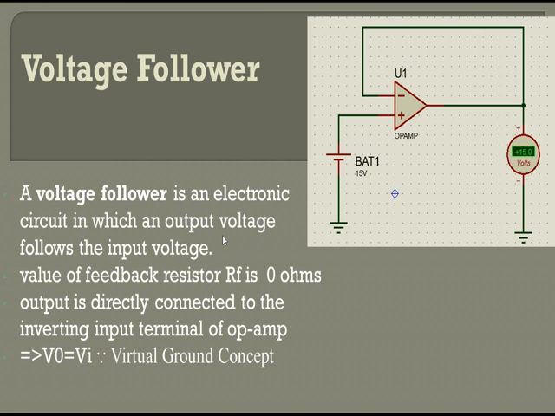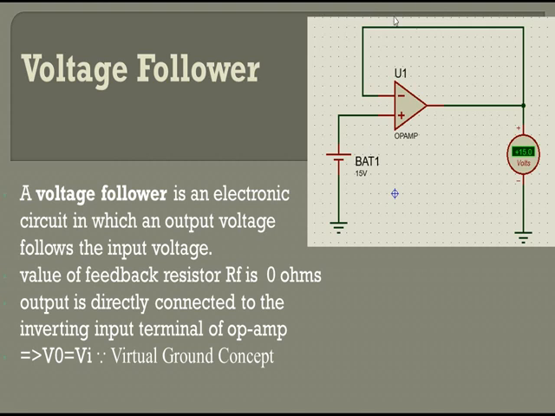Op-amp can be used as voltage follower. Voltage follower means whatever the input voltage is applied to op-amp, the same voltage is received at the output. This circuit is useful for avoiding the loading effect. Voltage follower is a circuit in which output follows the input voltage.